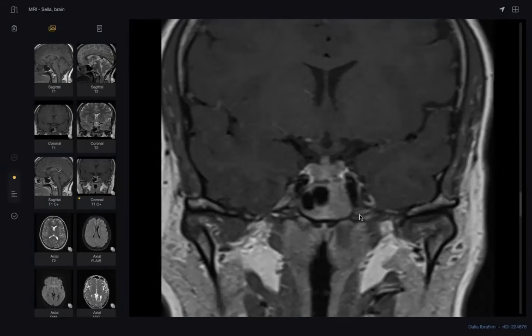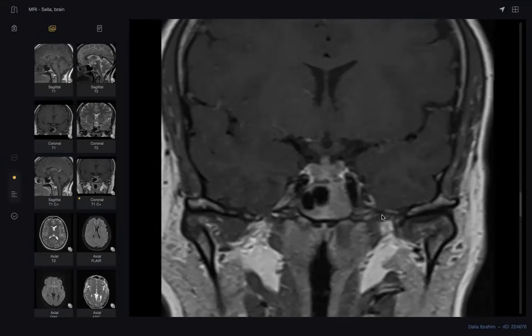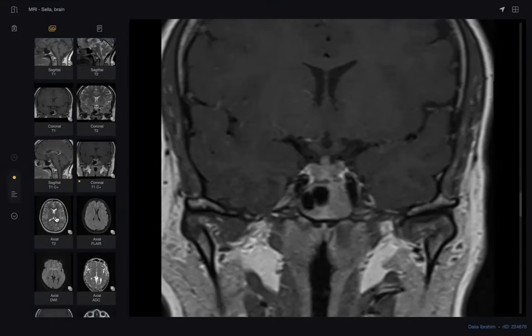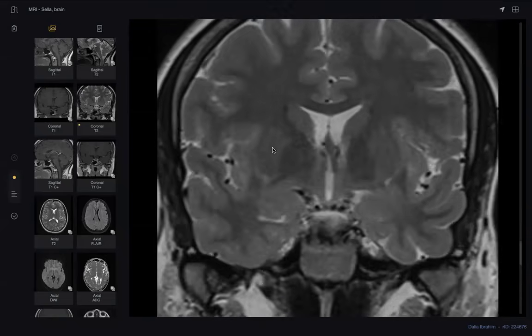What's your diagnosis? My diagnosis is most likely a microadenoma within the pituitary gland. I couldn't spot any other abnormality. The gland size is normal. There is no invasion of the adjacent cavernous sinus on both sides.